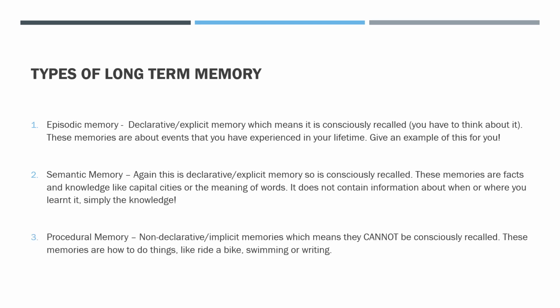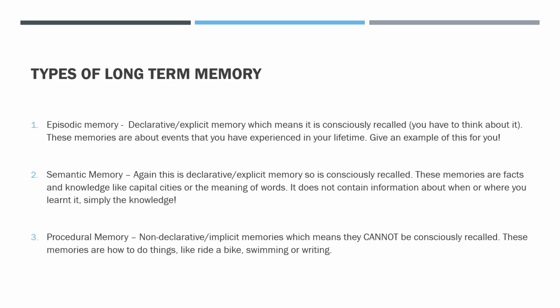Then lastly, we have procedural memory. Now this is the opposite. This is non-declarative or implicit. That means that they cannot be consciously recalled, you just do it. So these are memories of how to do things like ride a bike, swimming, writing, driving, walking. You don't think about how you do it, your brain does it automatically, or your body does it automatically. So these are implicit and non-declarative. So that is what the procedural is.